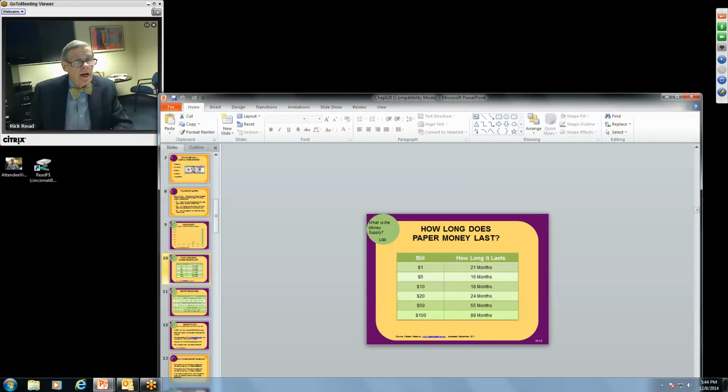And then this next slide gives us an idea of how long a particular bill and denomination of United States currency lasts. And notice that a $1 bill, interestingly enough, lasts longer than either a 5 or a 10, but not as long as a 20. And then the other bills, the 50 and 100, last longer, most likely because they're not used as often. So that's the only reason I can attribute to that.